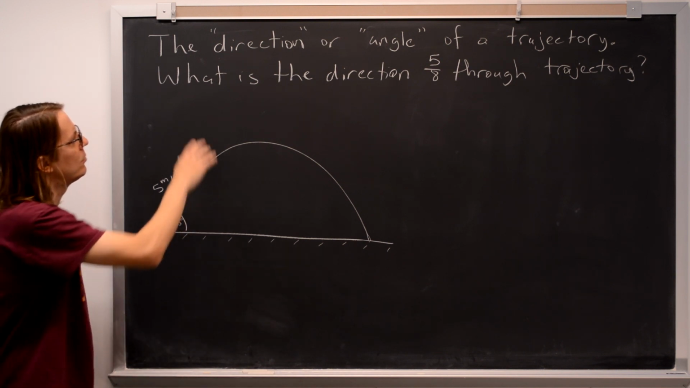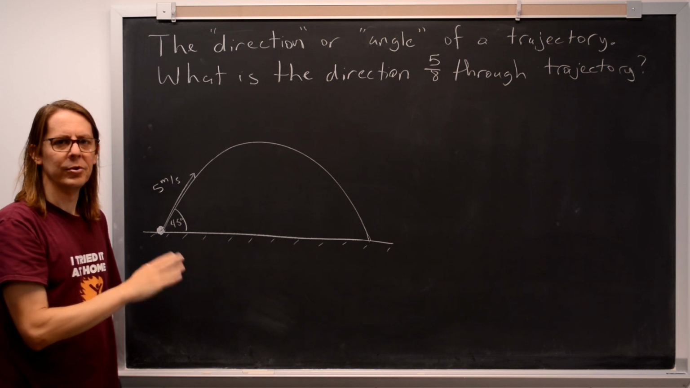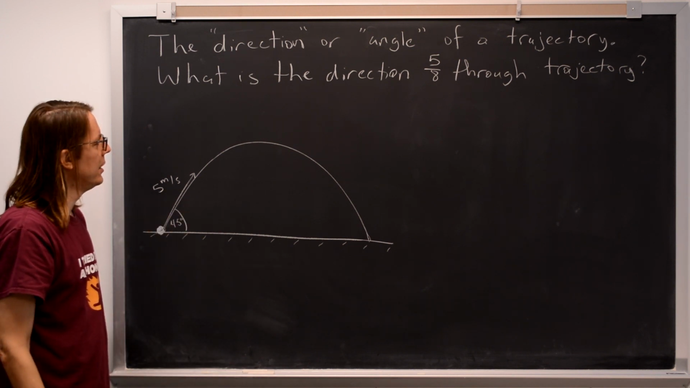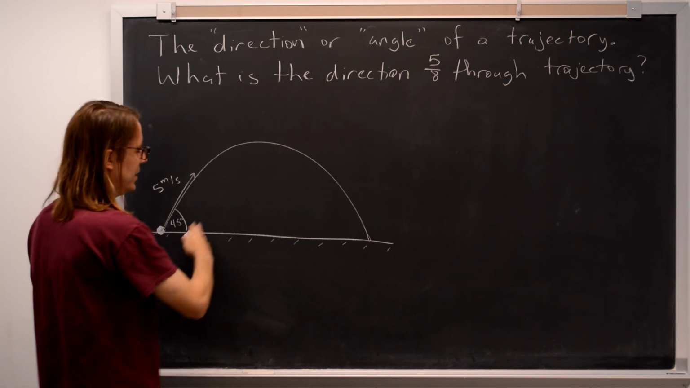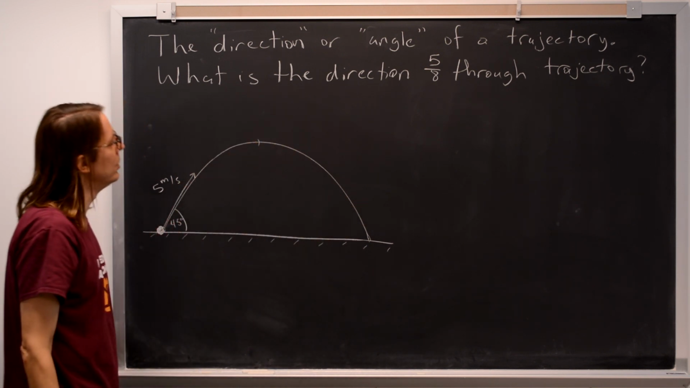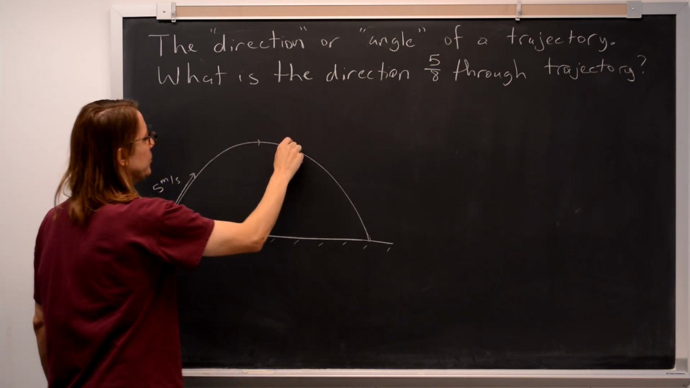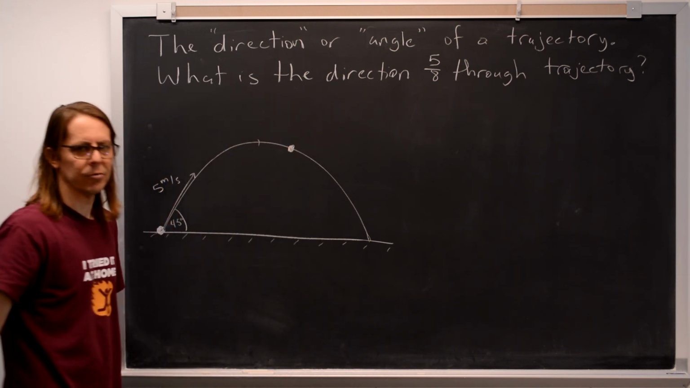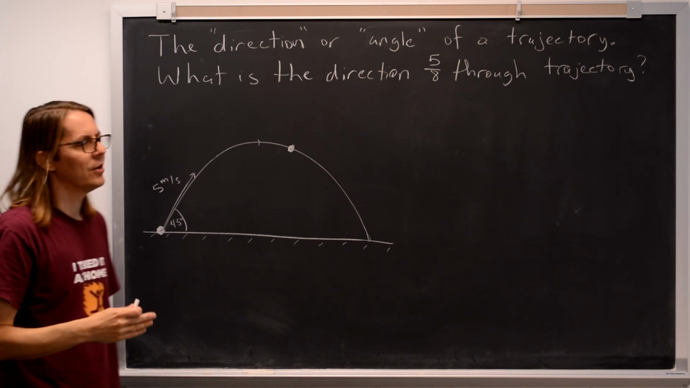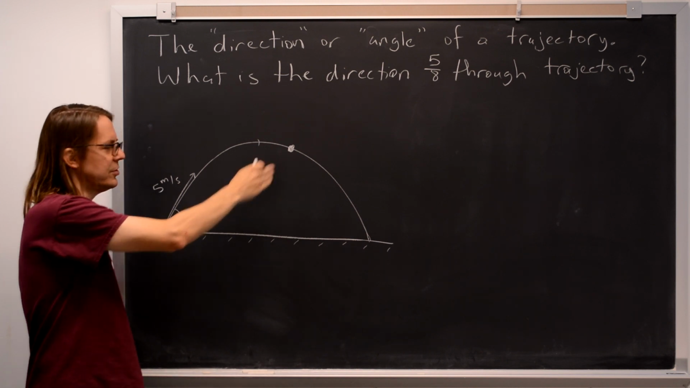But the question we're trying to answer is, what is the direction of the path 5/8 through the entire trajectory? That's just to make it a little more interesting. Halfway through, these are even and symmetric, so this must be halfway. So 5/8 must be around here somewhere. What direction is it traveling when it's right there? As we mentioned in class, the direction of a trajectory is based on the velocity vector, not the position or the acceleration.